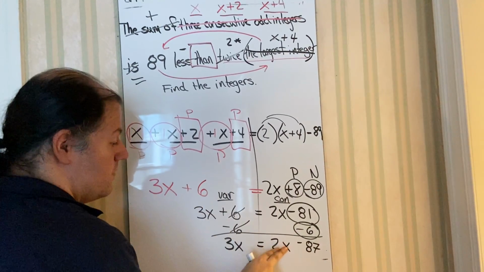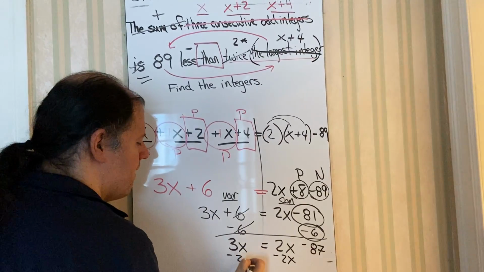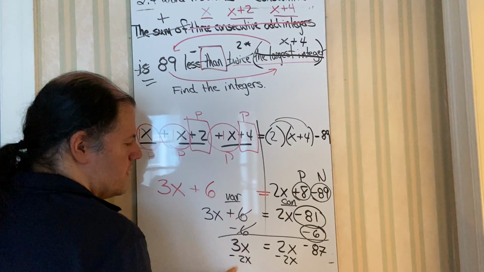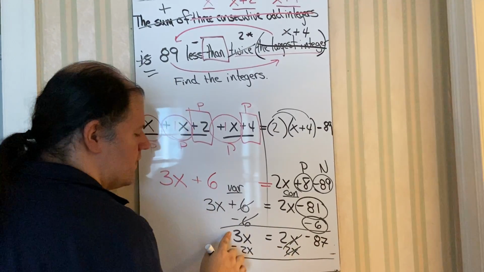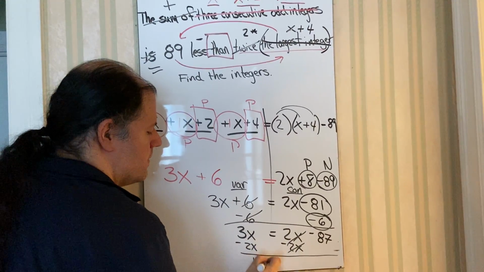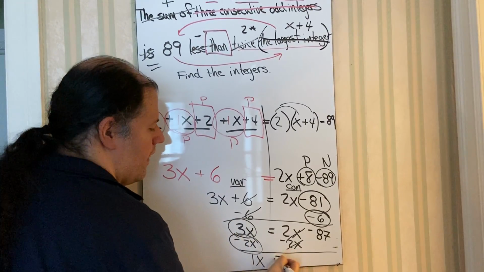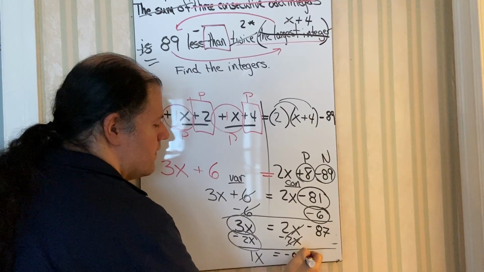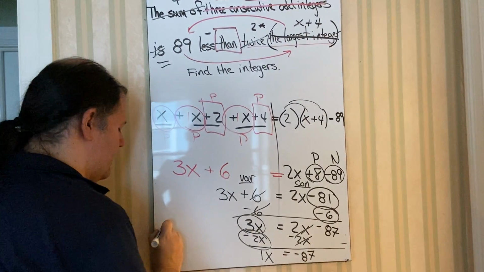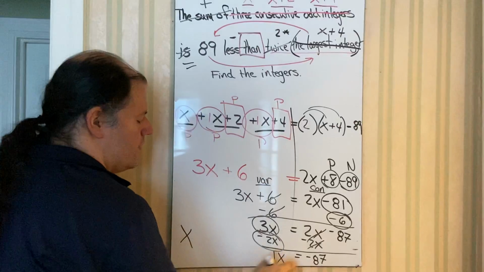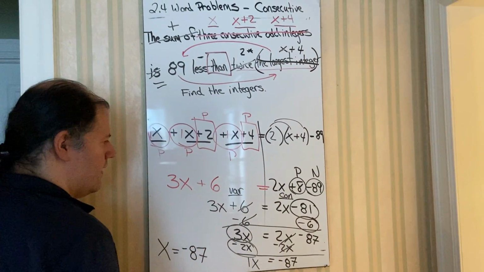You can see I can move this 2x over now, because I want all my variables over here on the left. They cancel out. So I'm left with 3x minus 2x, which is 1x. Remember, positive, negative, subtract. And hopefully you'll realize that 1x is the same thing as x, which will equal negative 87.